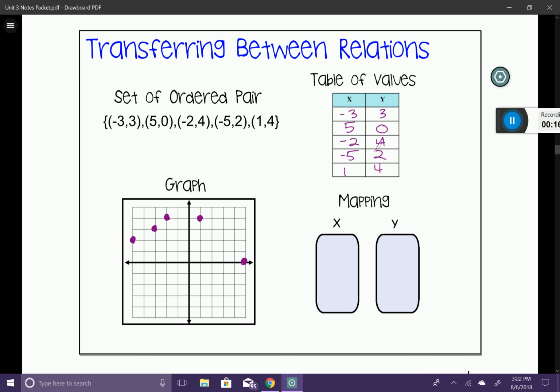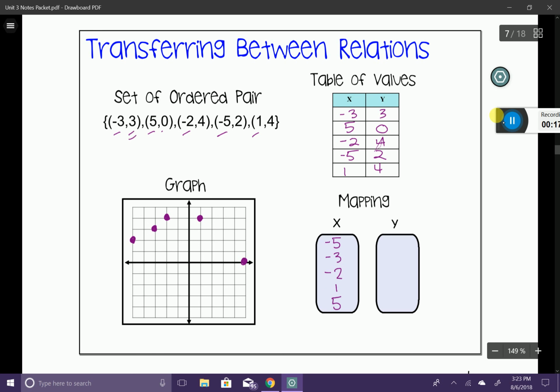Okay, and the last one, the mapping. Let's look at my x values first: -3, 5, -2, -5, and 1. None of them repeat, so let's write those out in numerical order. I'm going to do -5 first, then -3, -2, 1, and 5 as my domain values.